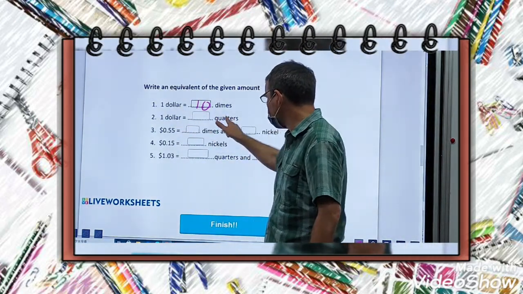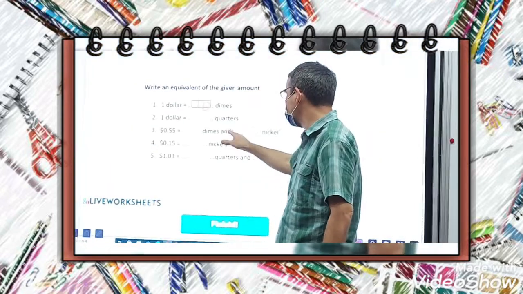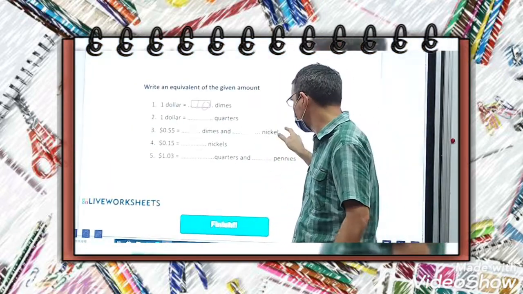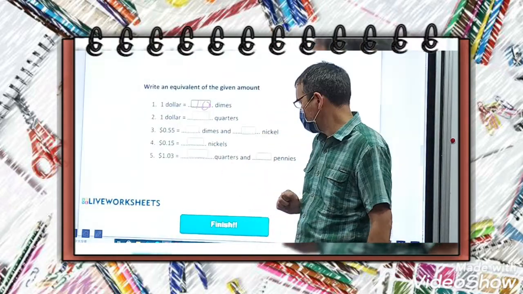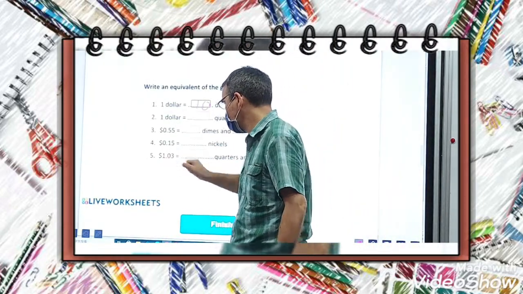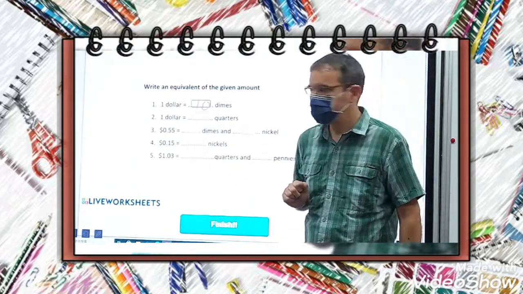So $1 equals how many quarters? 55 cents equals how many dimes and how many nickels? 15 cents equals how many nickels? And $1.03 equals how many quarters and pennies?